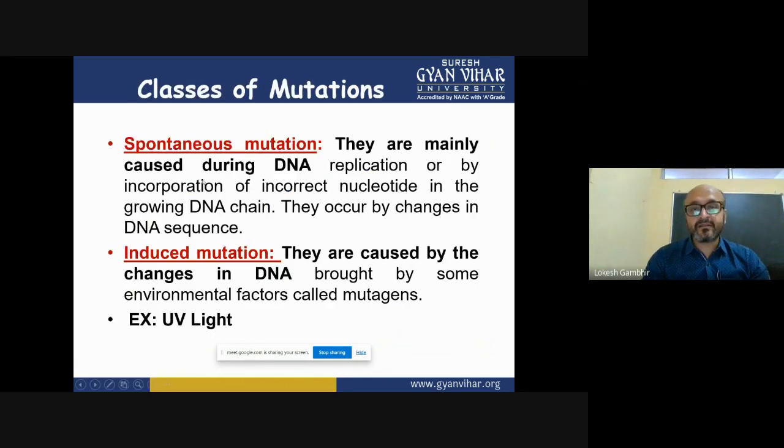Then, what are the classes of mutation that we're talking about? There are spontaneous mutations, which are caused by replication of the DNA, by an error incorporated by the DNA polymerase, or by a deficiency where the error is not repaired. And the frequency of spontaneous mutation is very low. That's why you sometimes see that even a healthy individual, who has no addiction problem and was never exposed to any kind of mutagen, develops cancer.